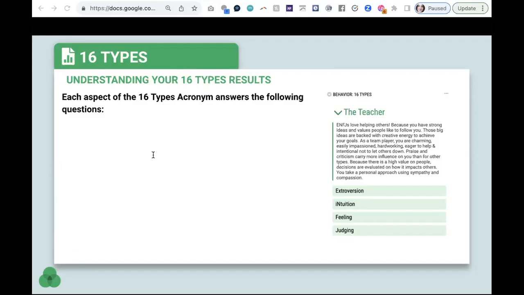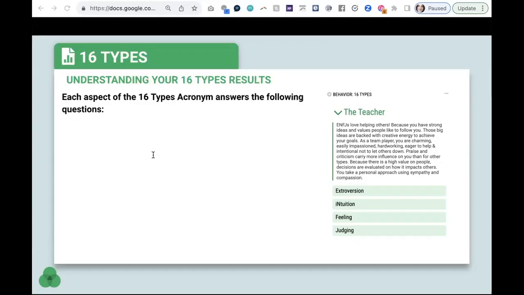The 16 types assessment is based on Carl Jung's theory of psychological types. The results are broken down into 4 categories. We know them: extrovert or introvert, sensing or intuitive, feeling or thinking, judging or perceiving. So the assessment places you in a 4-letter acronym category. There are no right or wrong types or styles. The assessment is intended to be a way to think about your behaviors and how they might be perceived by others.